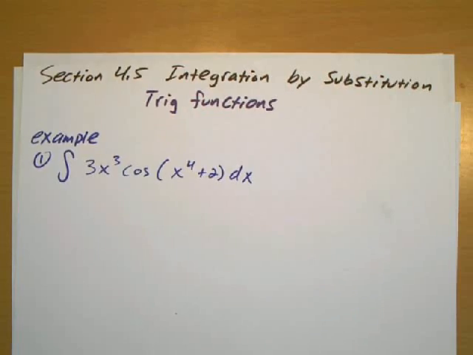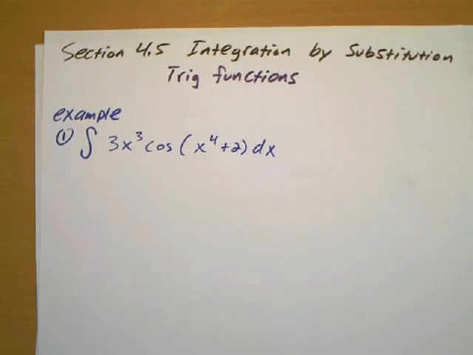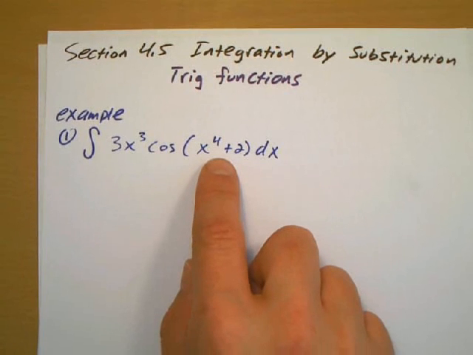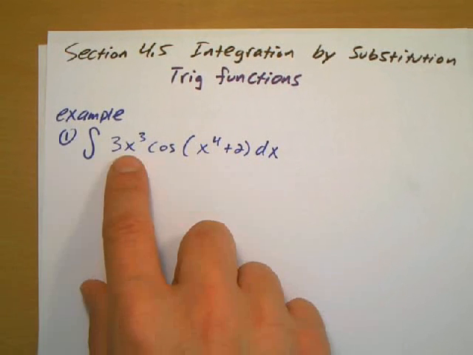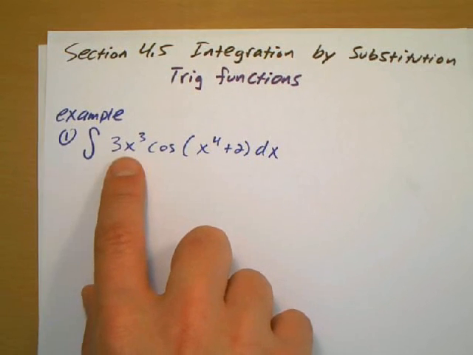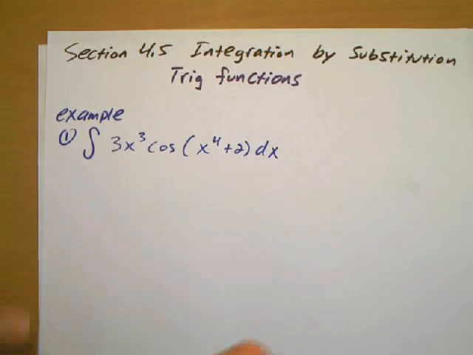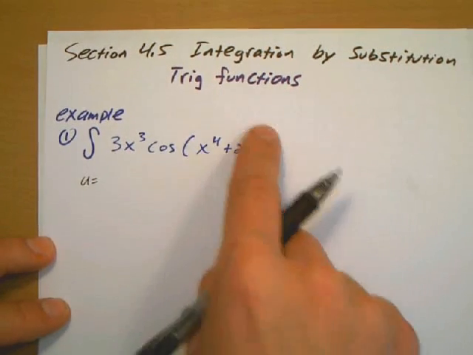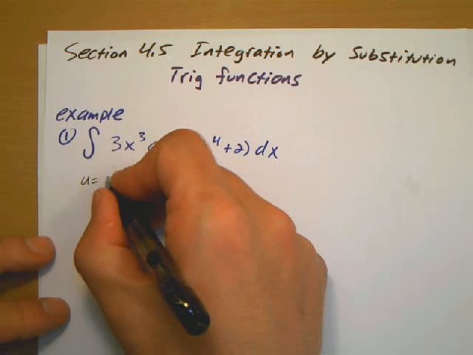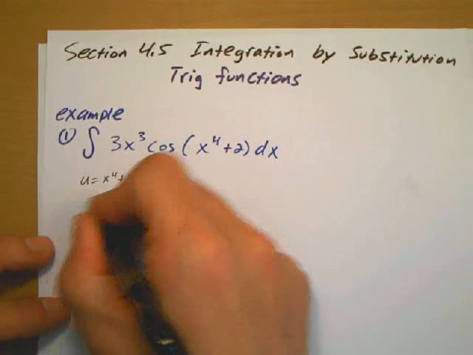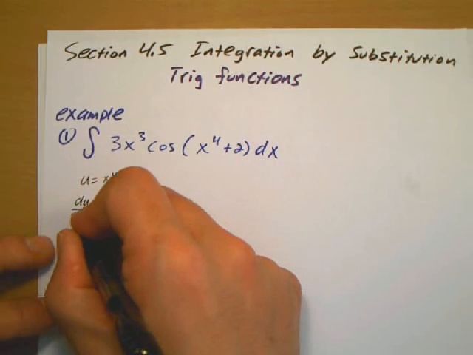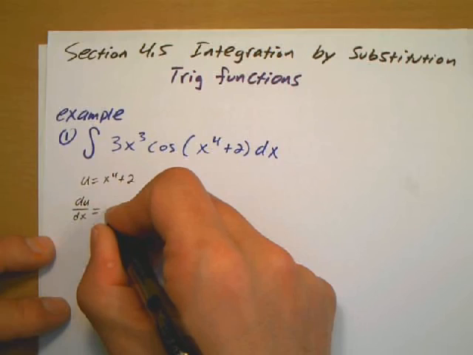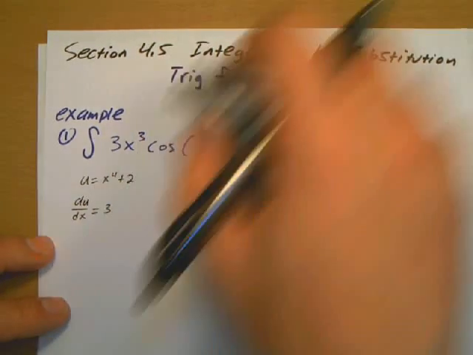So in this example, I have cosine of x to the fourth plus 2, and I'm multiplying that by 3x to the third power. So hopefully by now you recognize that the inside is going to be the higher degree polynomial, so it's going to be x to the fourth plus 2, because the derivative du dx is 4x to the third.